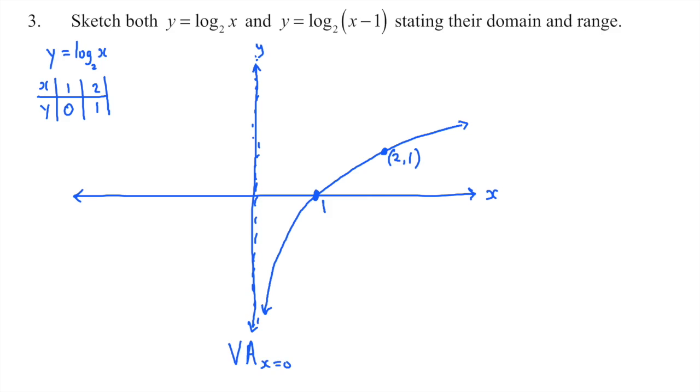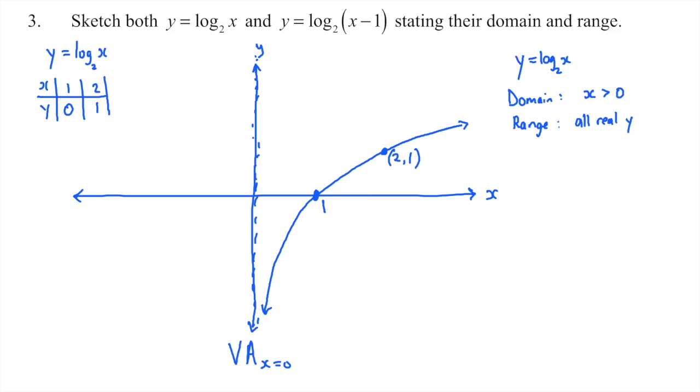Now let's state the domain and the range. So for y equals log to base 2 of x, the domain is x is greater than 0. It's all positive. It's to the right of the y-axis. The range, all real y.